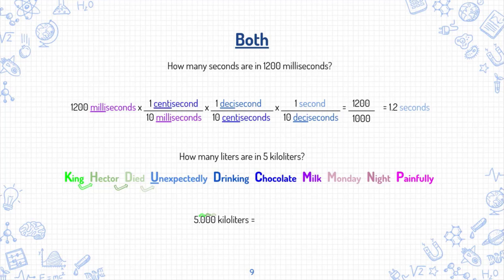Remember, since we are moving from bigger units to smaller units, we are moving our decimal point to the right because our number is becoming bigger. Our answer ends up as 5,000 liters.